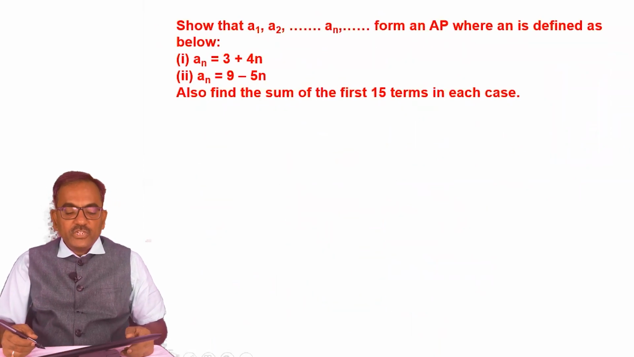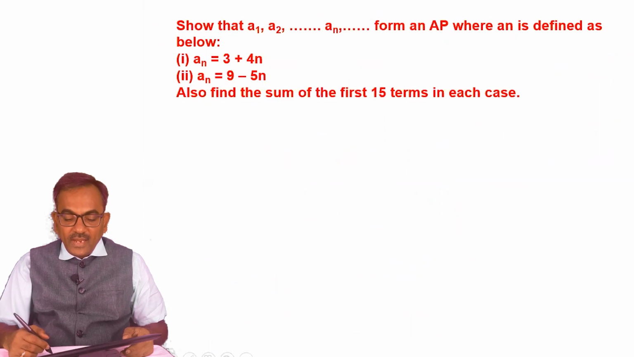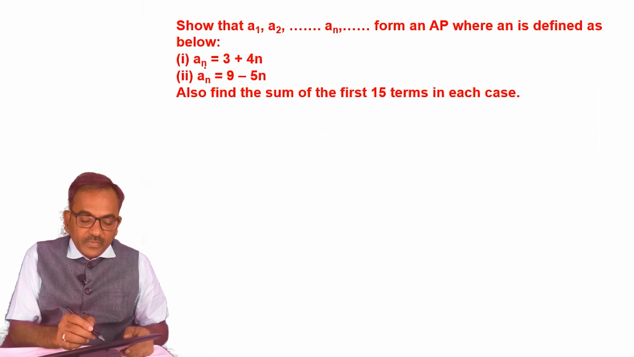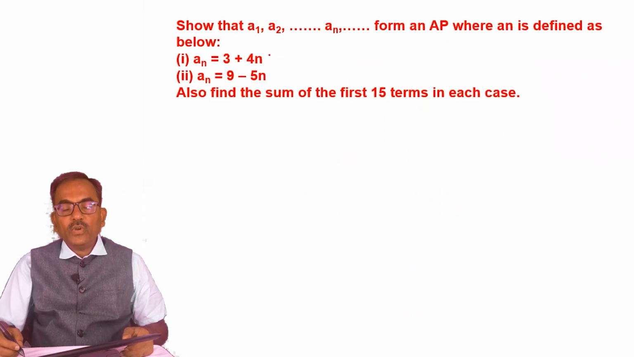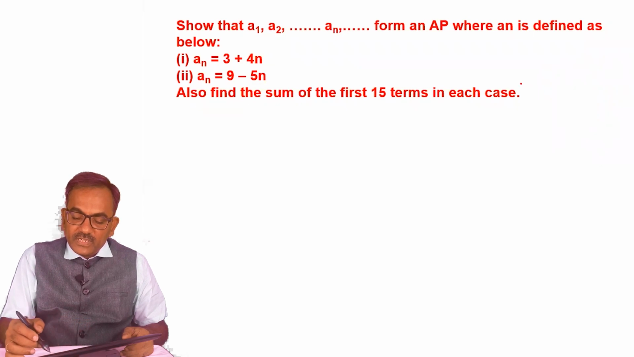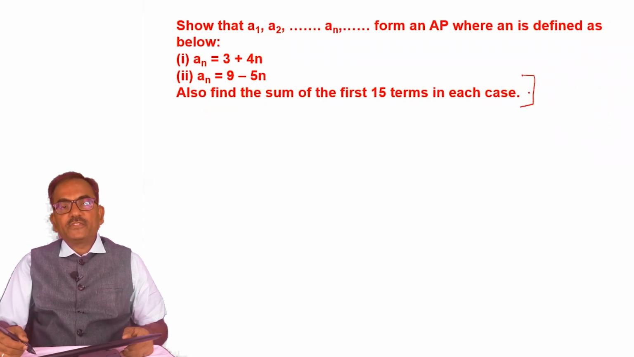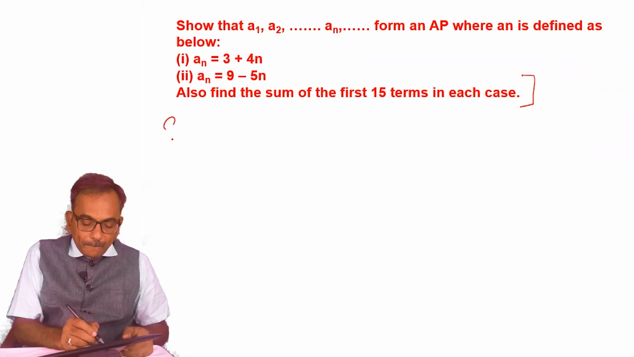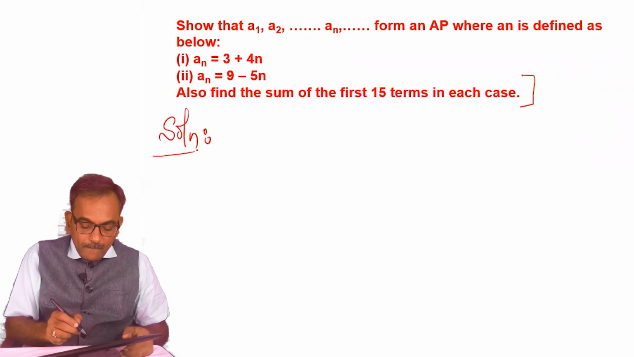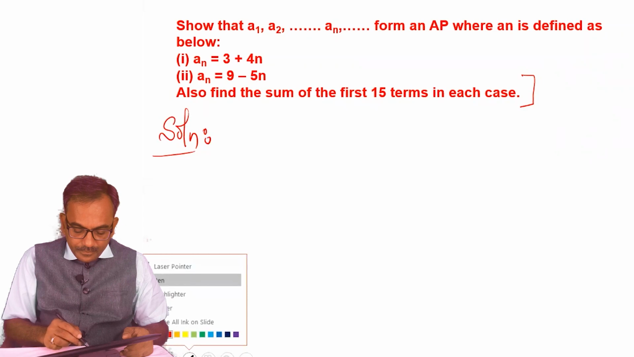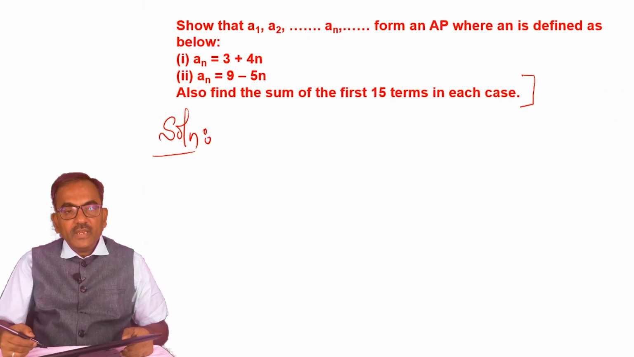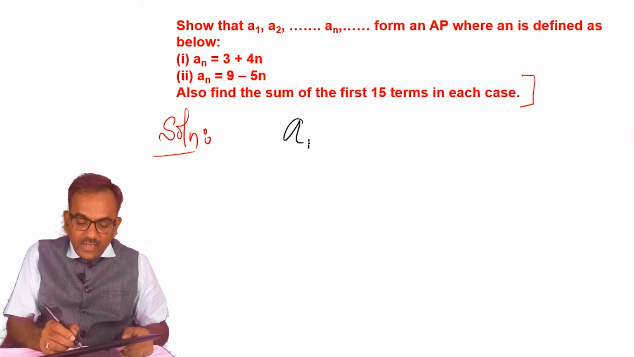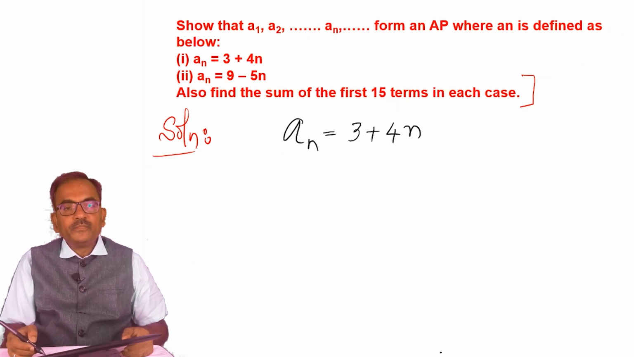Observe this. Show that A1, A2 and up to AN form an AP where AN is equal to 3 plus 4n. Also find the sum of the first 15 terms in each case. A1, A2, AN forms an AP and AN is defined as 3 plus 4n.